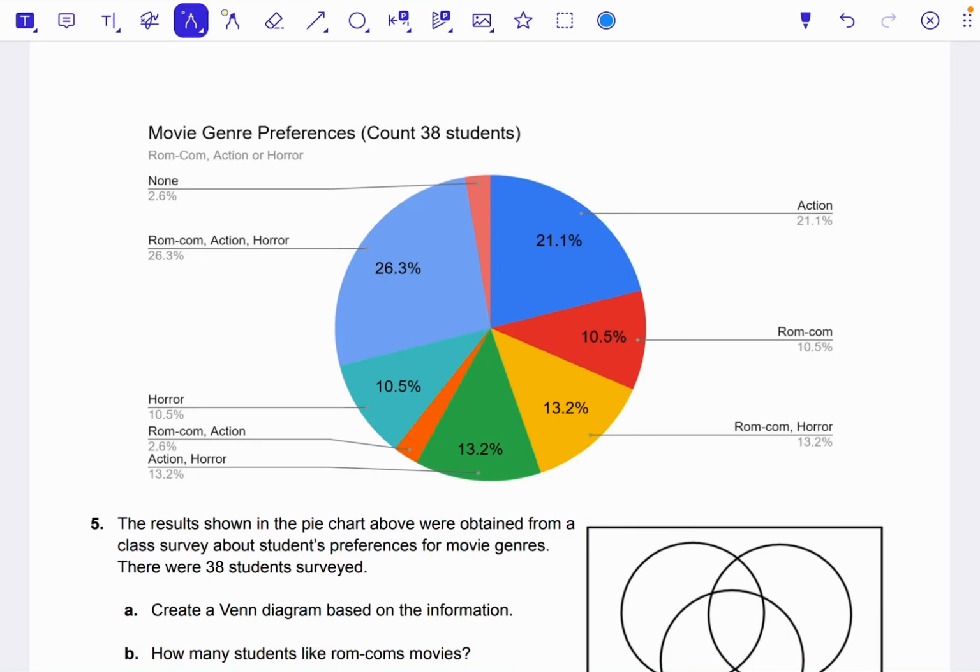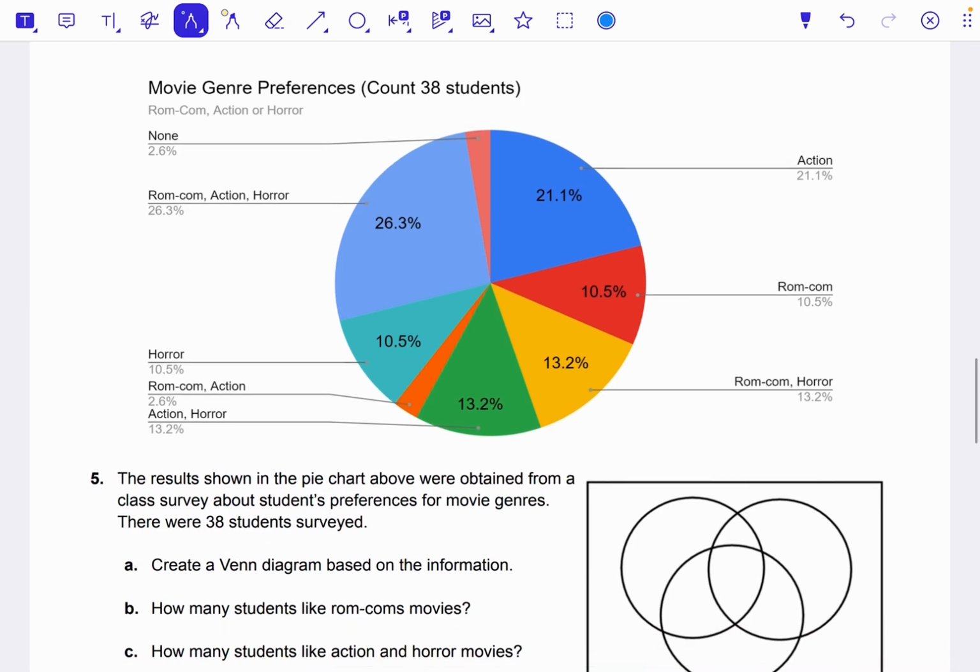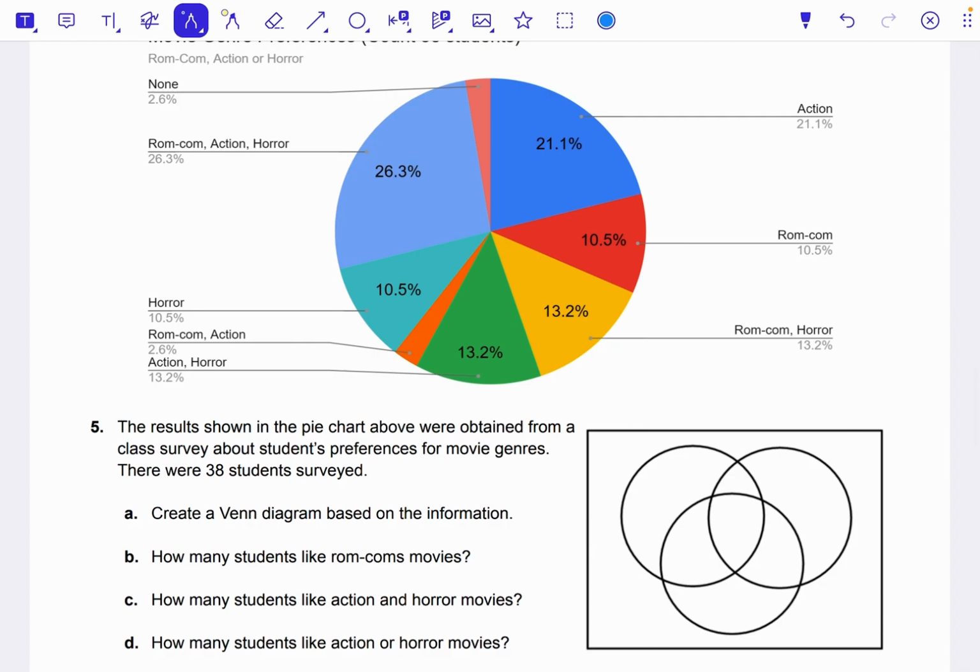Moving on to the problems on the second page of our Venn diagram contingency table practice, we're given another pie chart and then asked to basically build a Venn diagram off of that pie chart. In this pie chart, we're asked about movie genre preferences, and we have rom-com, action, and horror as the three selections.